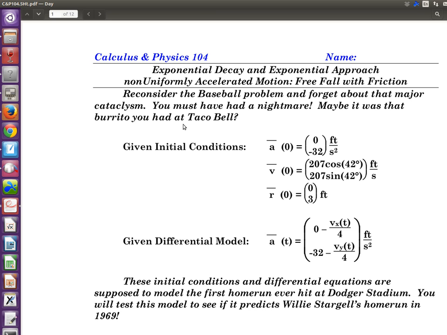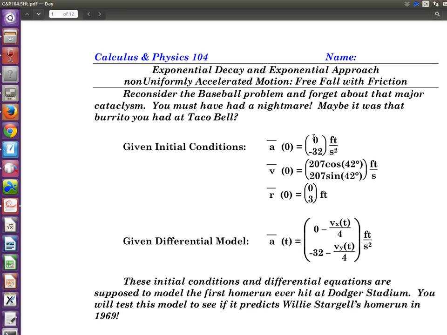Reconsider the baseball problem and forget about the major cataclysm. You must have had a nightmare. Maybe it was that burrito you had at Taco Bell. Oh, that was funny.